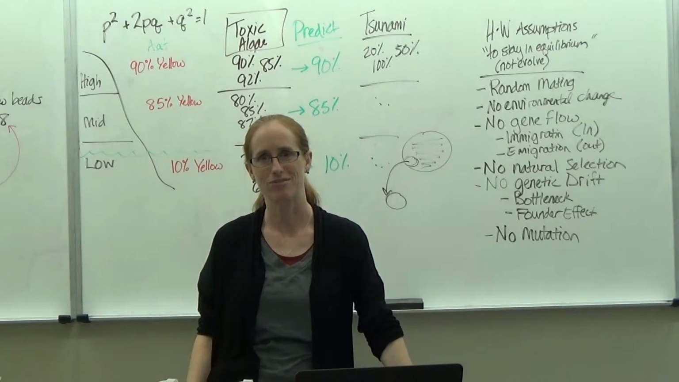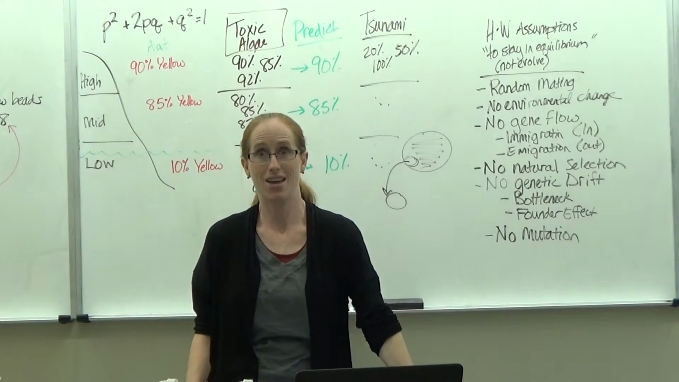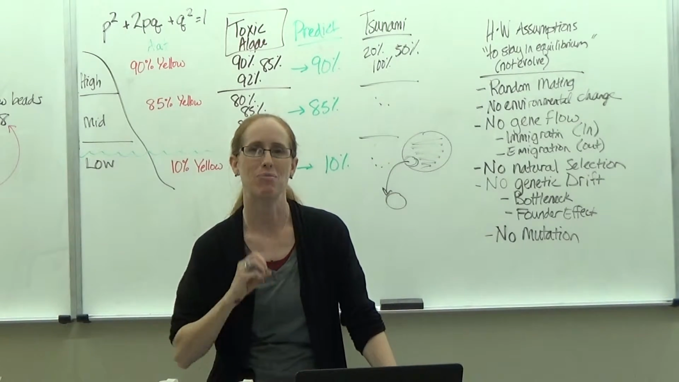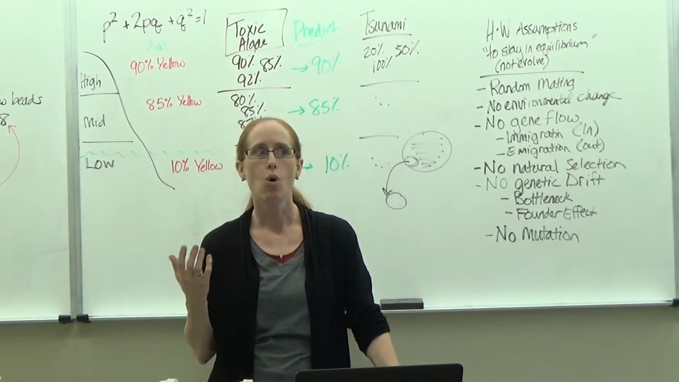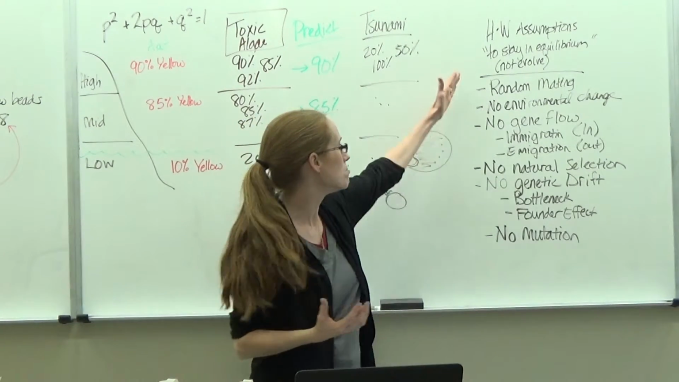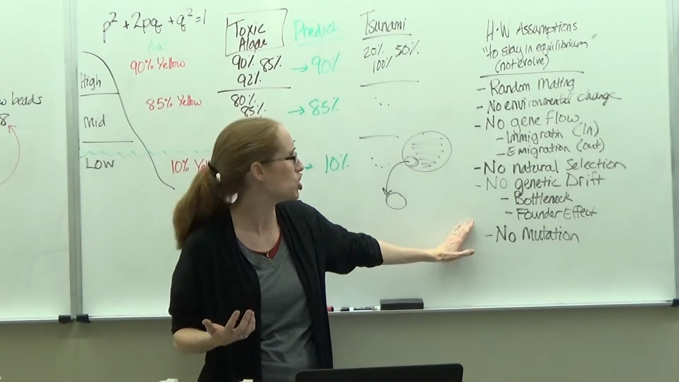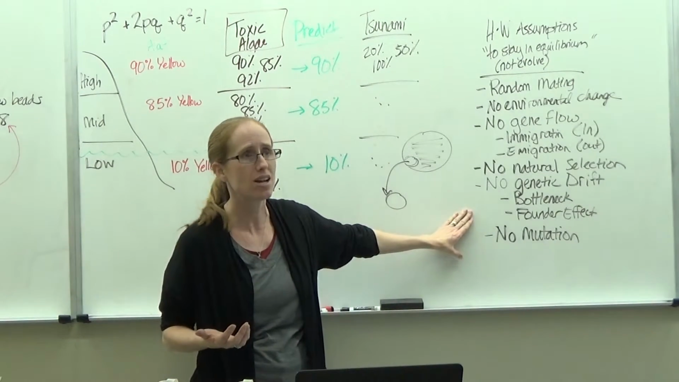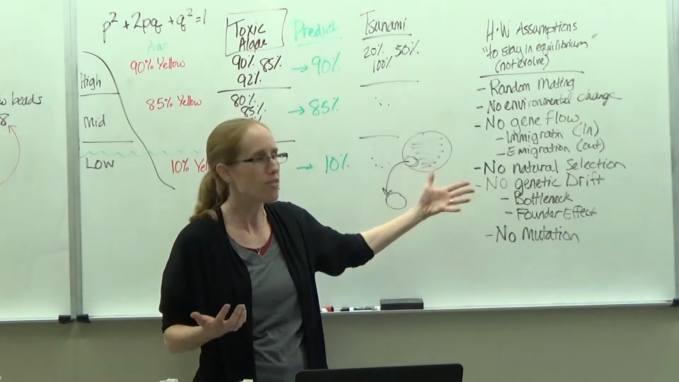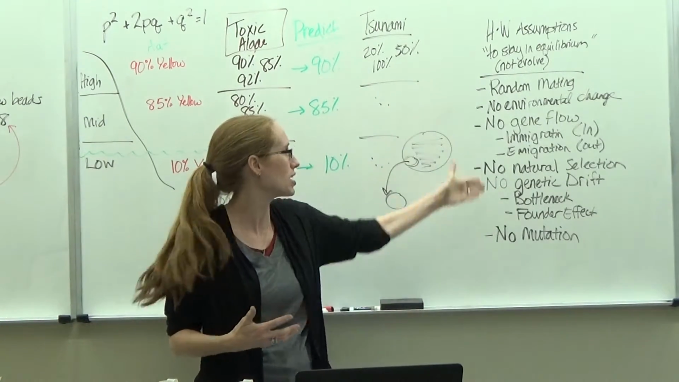How often does that occur in nature? Never. Think about the human population. So this is a really good one to sort of introduce human evolution. Did humans evolve? Well, if they didn't, we had to meet all of these assumptions. Does the human population meet all these assumptions? Absolutely not. None of us meet all of these assumptions. Everyone is evolving because no one can meet these assumptions.